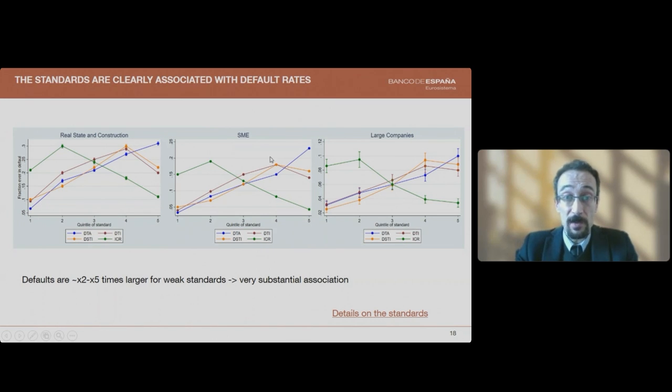The situation is very similar for small and mid-sized enterprises and also for large companies. In the case of large companies, if we look at the scale, the dependency is a bit smaller, a bit weaker, but still we move from around 3% to over 10%. So again, there's a factor of three difference in defaults, depending on the quantile of, in this case, the debt to assets.